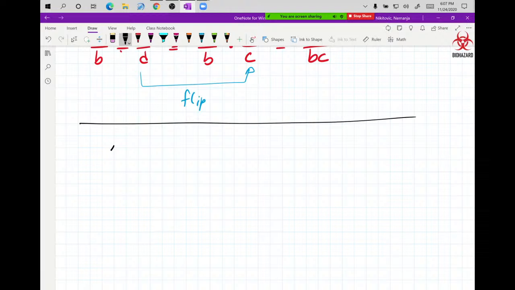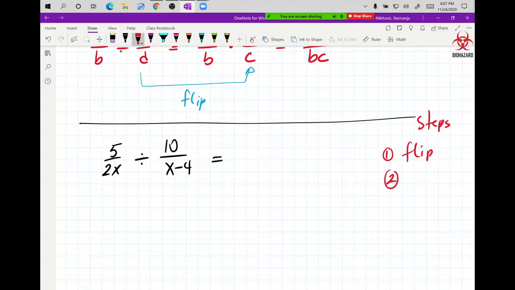So you have 5 over 2x divided by 10 over x minus 4. Now, your first step is number one, flip. Not flip out, flip. Right, so flip the second fraction. So number one is flip. Then the second one is factor. Then the third one is cancel. And the fourth one is win. So those are your steps.